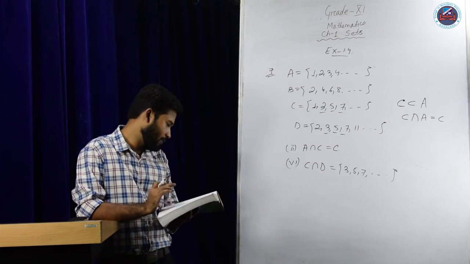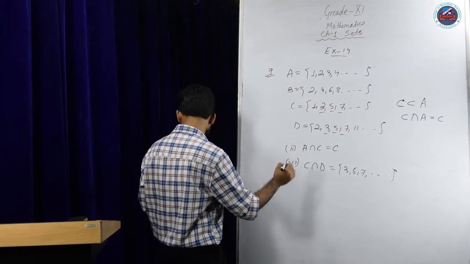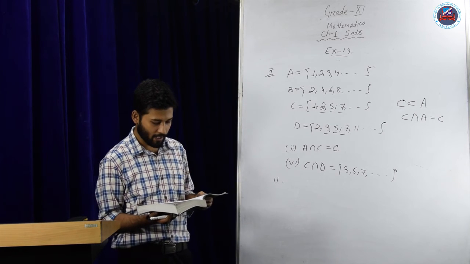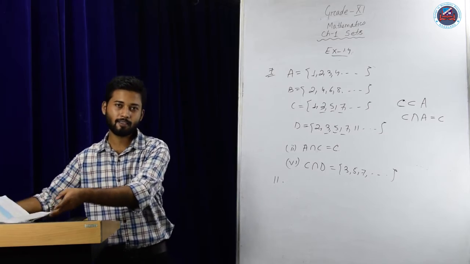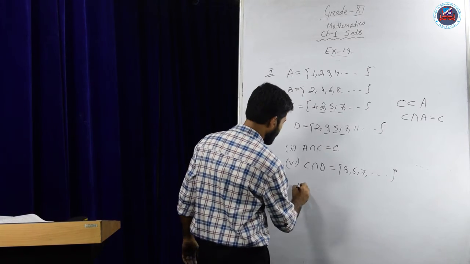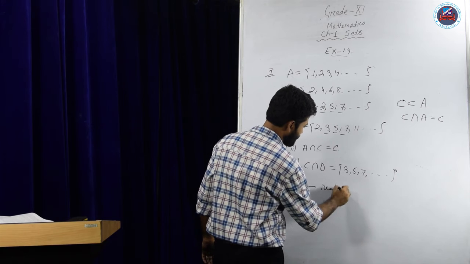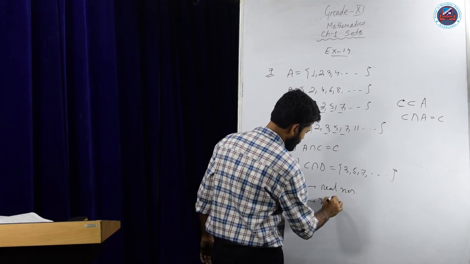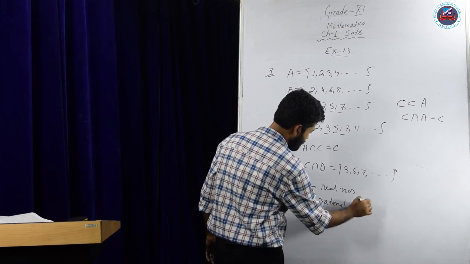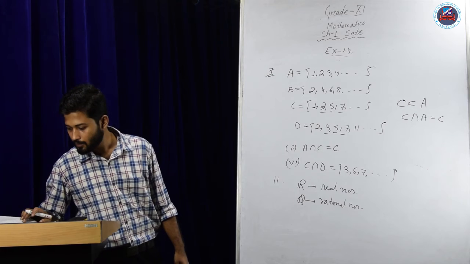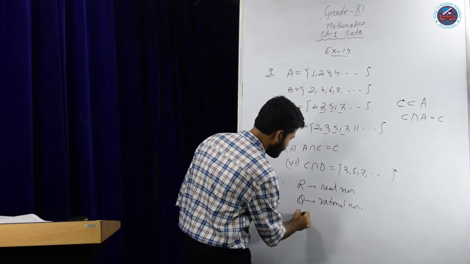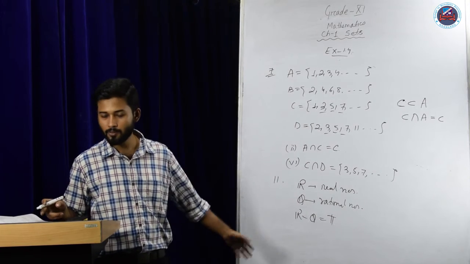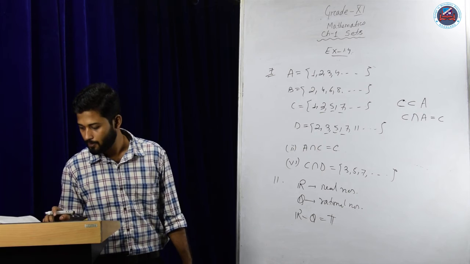Let us see question number 11. If R is the set of real numbers and Q is the set of rational numbers, then what is R minus Q? I have discussed earlier. R is the set of real numbers and Q is the set of rational numbers. Then what is R minus Q? R minus Q will be the set of irrational numbers. So actually this question is to come in your MCQs.